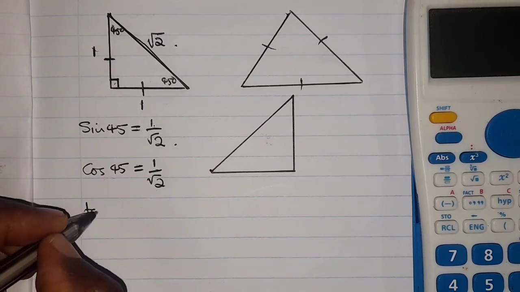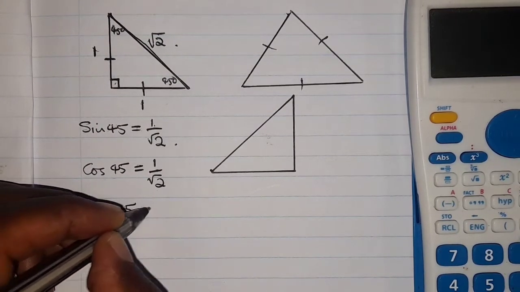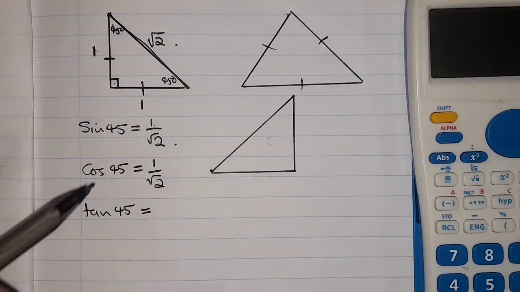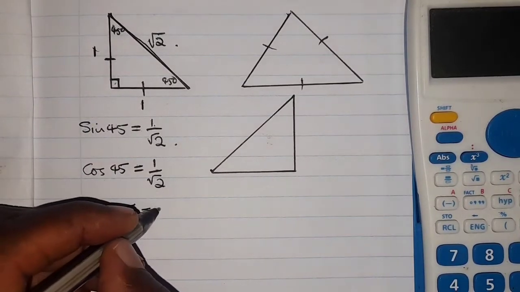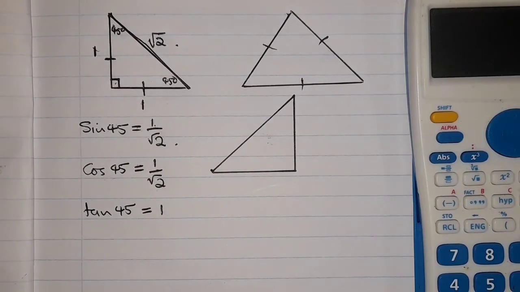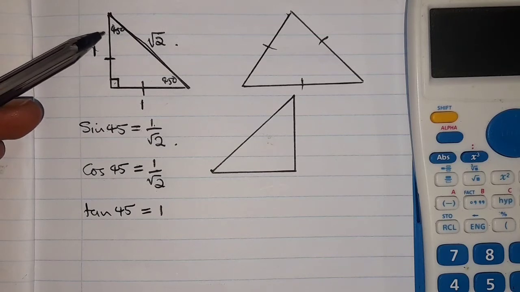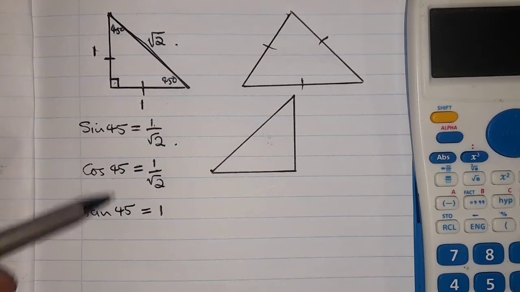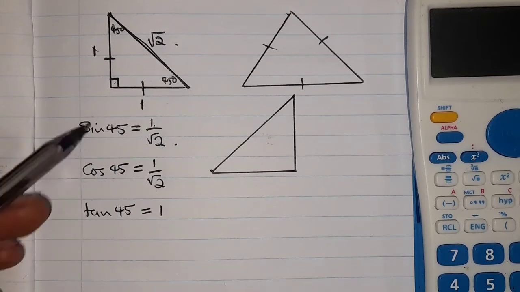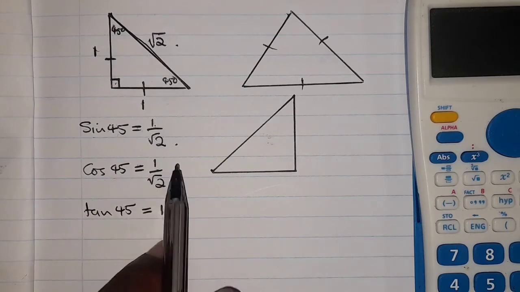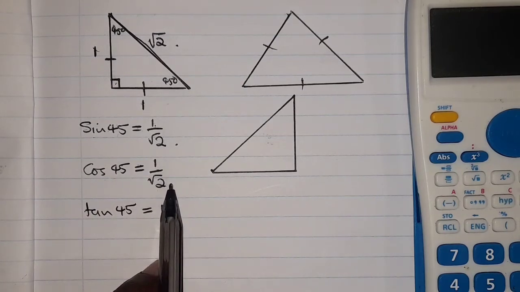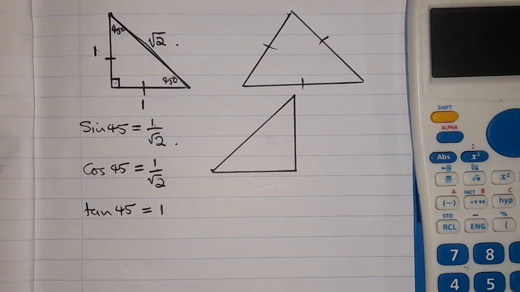And then we have the tangent of 45. We can get it from here also. Tan is opposite over adjacent, so this is 1 over 1. That gives us 1. So 45 degrees is a special angle, and you should know these 3 from your head. Sine 45 is 1 over root 2, cos 45 is 1 over root 2, tan 45 is 1 over 1, that is equal to 1.